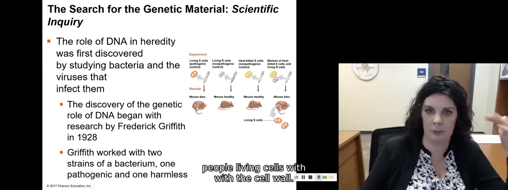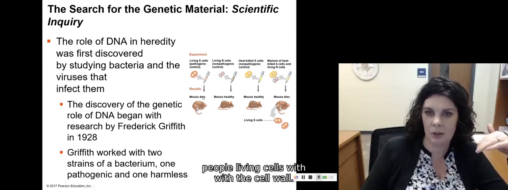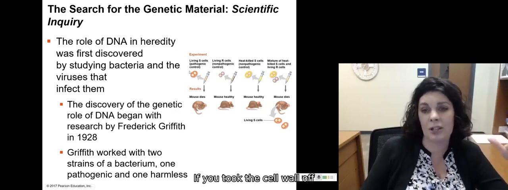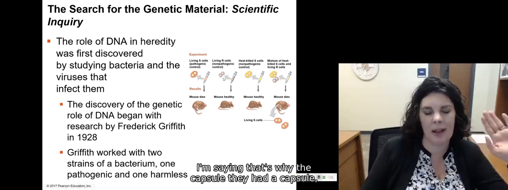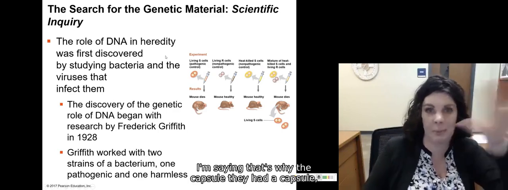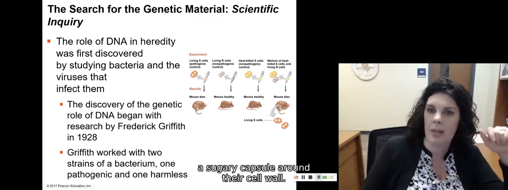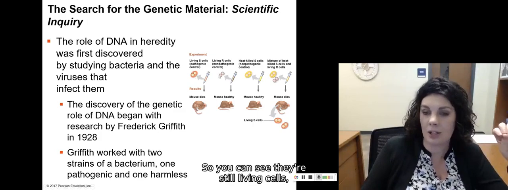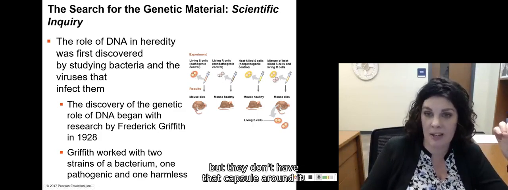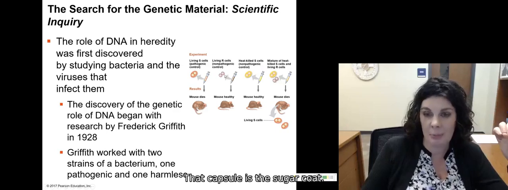It also was very dangerous to people. So those are living cells with the cell wall. However, the strains of this bacteria that didn't have, I'm saying this wrong, the capsule, they had a capsule, a sugary capsule around their cell wall. These R cells are the non-pathogenic. They are not going to cause disease. So you can see they're still living cells, but they don't have that capsule around it.